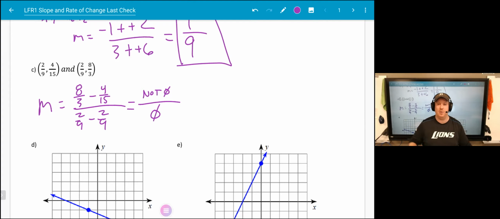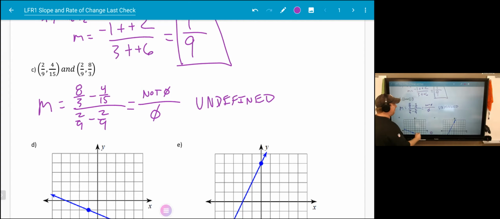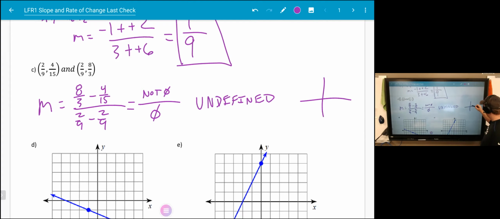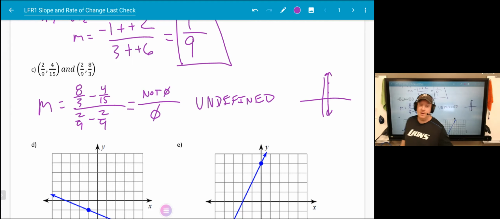So what happens when you divide by 0, when 0 is in the denominator, not in the numerator? When you're dividing by 0, that's called undefined. This is a vertical line. This is undefined. If you're not sure, sketch yourself a little graph, okay? And then you have to be to scale, right? 2 ninths, 4 fifteenths, and 2 ninths, 8 thirds. It's a vertical line, okay? Vertical line. The x coordinates are the same.